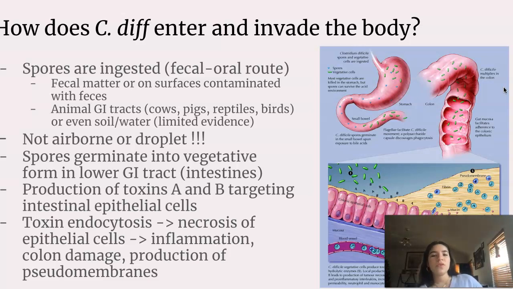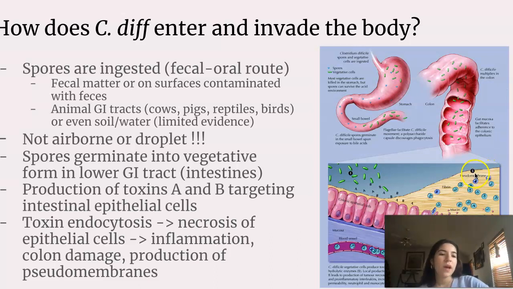And then once these spores germinate into the vegetative form in the intestines, they then cause a production of toxins A and toxins B that I was talking about. So we have toxin A, which is an enterotoxin, and toxin B, it's a cytotoxin. So what toxin A does, it leads to fluid accumulation in the intestines, and then in turn, this will cause the watery diarrhea. Then toxin B, it depolymerizes actin, which leads to cell death, and then this causes the formation of pseudomembranes.